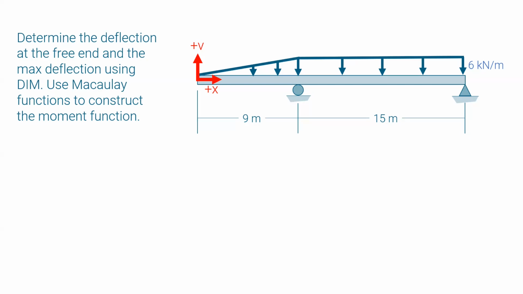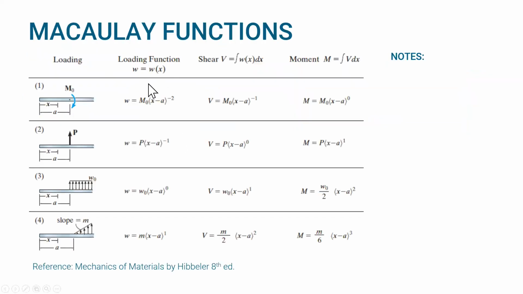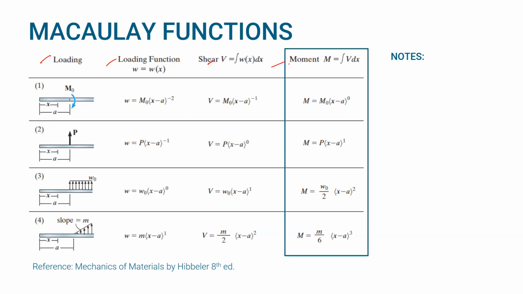So before we proceed, let's just review yung Macaulay functions. So this is a table from Mechanics of Materials by Hibbeler 8th edition. So what you can see here is yung headers, you have loading function, shear, and moment. Sa ating problem, ang gagamitin natin is yung sa moment. So ano bang binibigay ng table na to? Binibigay niya yung moment function for a certain type of loading.